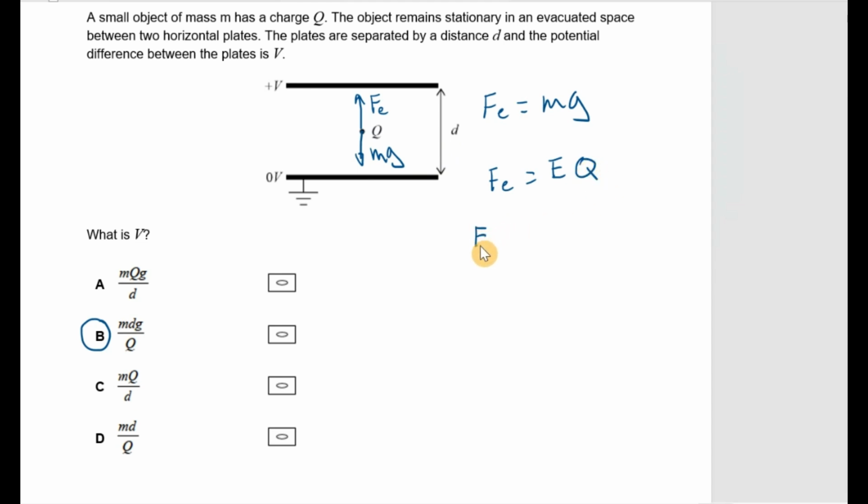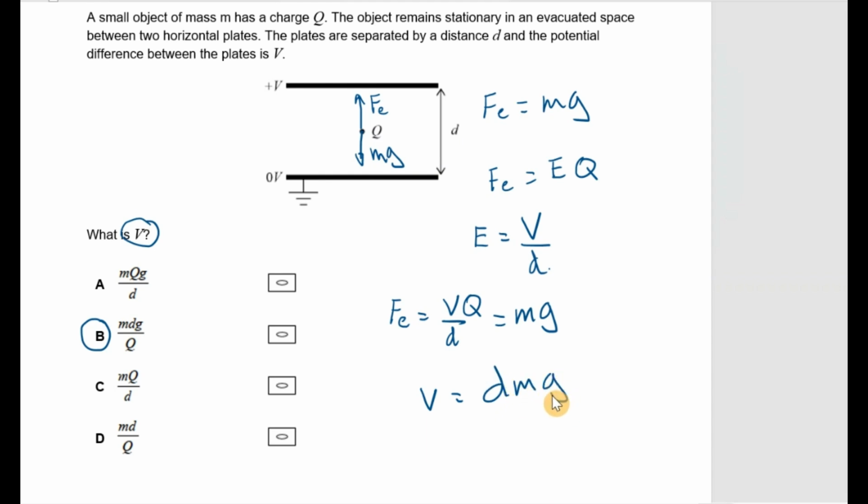The electric field strength in a uniform field is equal to the potential difference between the plates divided by the separation of the plates. So I can substitute V over d for E into this equation, and I can discover that the electrostatic force is equal to V over d multiplied by Q, and as I said before, that must be equal to the weight of the object. We're trying to find the potential difference, so the potential difference is going to be equal to dmg all over Q. Answer B.